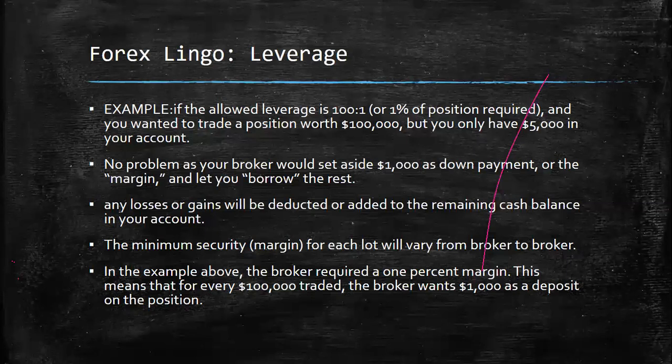Okay. Any losses or gains will be deducted or added to the remaining cash balance on your account. The minimum security margin for each lot size will vary basically from broker to broker. In the example above, the broker required a 1% margin. This means that for every standard lot size, the broker wants $1,000 for the deposit.